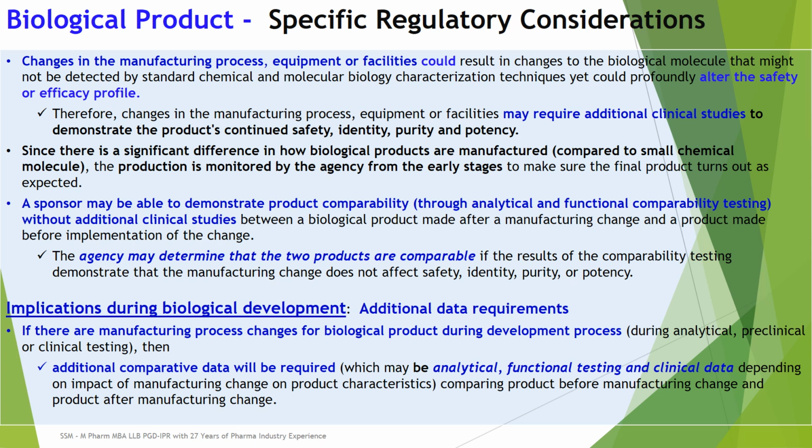If there is a manufacturing process change for biological product during development process, during analytical, preclinical, or clinical testing, then additional comparative data will be required, which may be analytical data, functional testing data, and clinical data, depending on impact of manufacturing change on product characteristics. So additional comparative data will be required comparing the product before manufacturing change and product after manufacturing change.